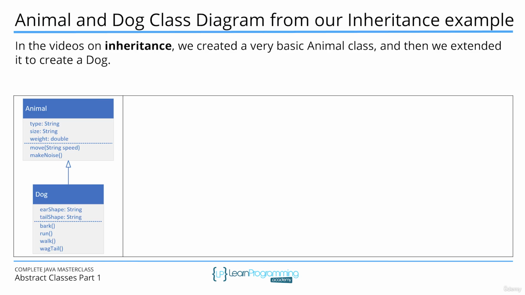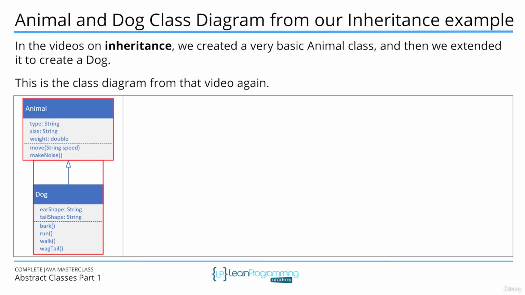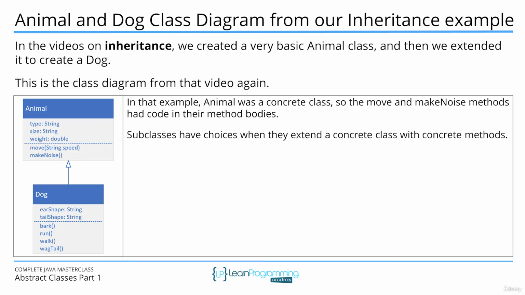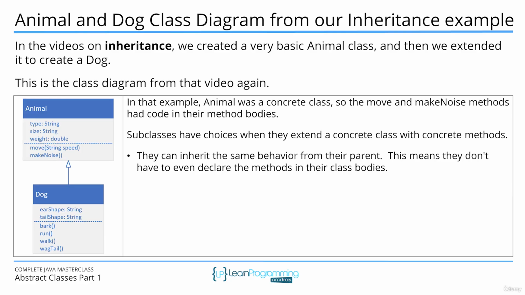In the videos on inheritance, we created a very basic animal class, and then we extended it to create a dog. This is the class diagram from that video again. In that example, animal was a concrete class, so the move and make noise methods had code in their method bodies. Subclasses have choices when they extend a concrete class with concrete methods. They can inherit the same behavior from their parent. This means they don't even have to declare the methods in their class bodies.